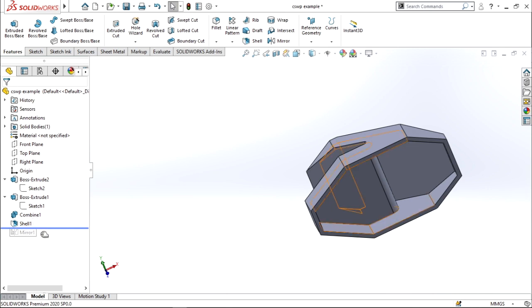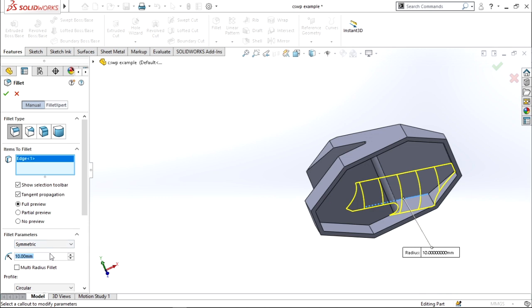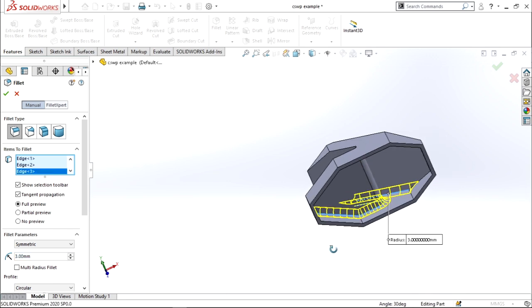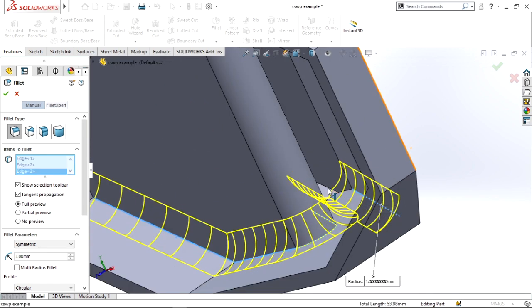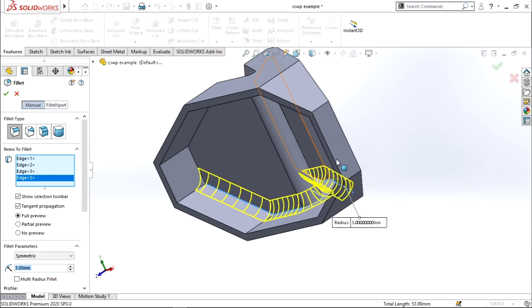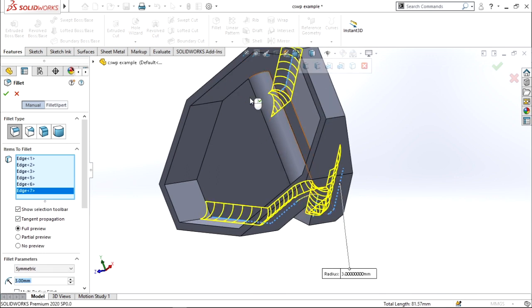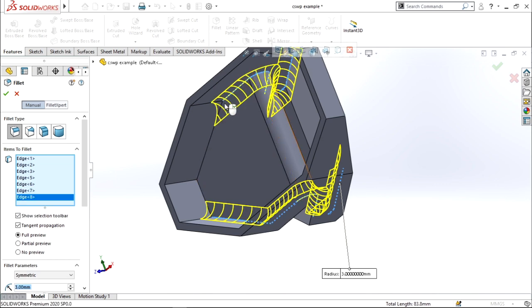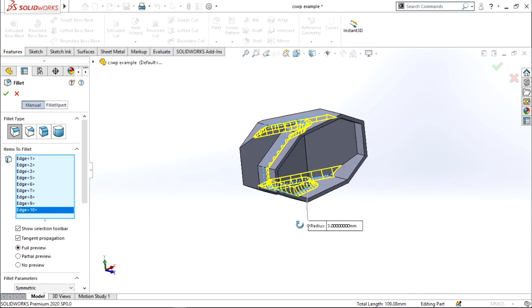So roll back until the mirror is removed. Now add the fillets. Which is 3.